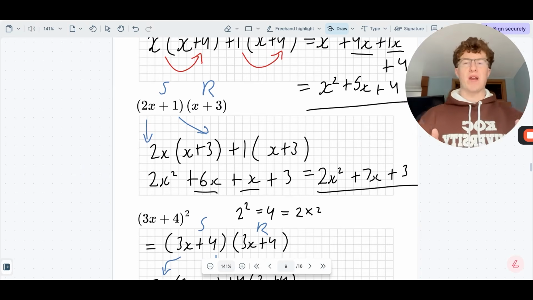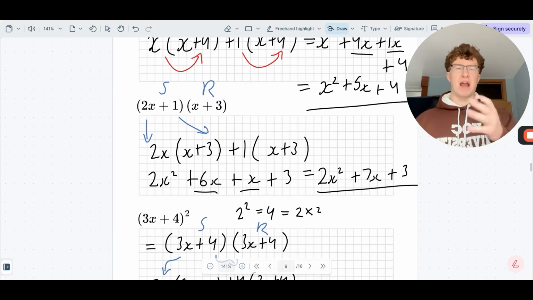And if we have a squaring bracket, we just do split and repeat, but the bracket is just the same for both the first and the second bracket.